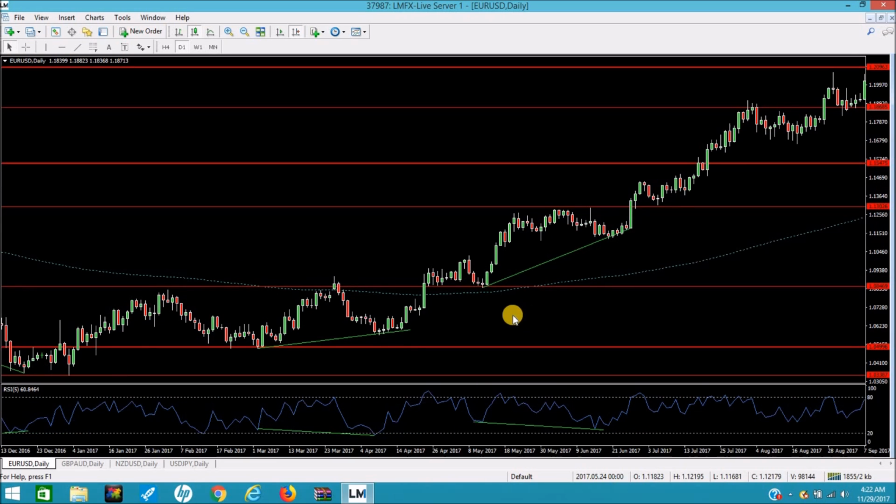Now we have another break in resistance. Price comes back, and we're looking to buy again near support. Why? Because we're still in the uptrend. We should not be looking to sell anything in the uptrend. Again, guys, the trend is your friend. Never trade against the trend.